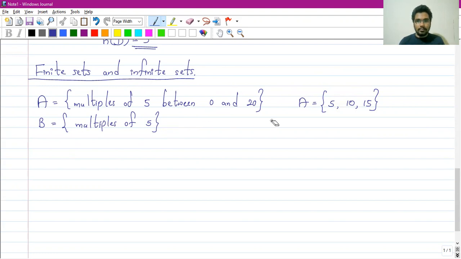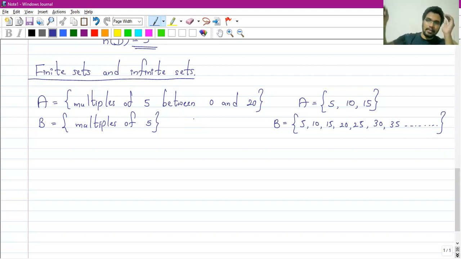Next one here, B. B is equal to multiples of 5. So we can start from 5, 10, 15, 20, 25, 30, 35, and you can continue that way. There is no end for this, because they haven't defined any end for this set. You can go to 1 million, 1 billion, 1 trillion or any other number. So you can continue that way.